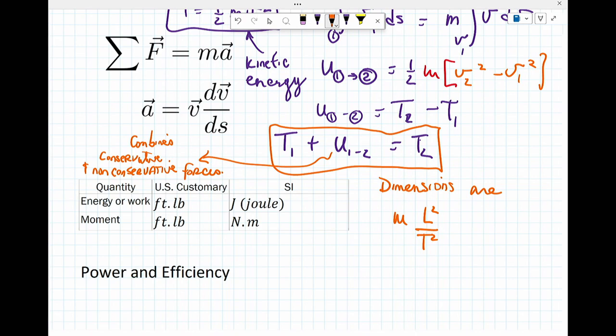So when you're dealing with work and potential energy, they have dimensions of mL squared over T squared. In US customary units, energy is foot-pounds, and in SI units, they're joules. Curiously enough, a joule is a Newton meter, which is the same units that we use for moments. So this becomes a bit problematic, and you really have to think about what problem you're dealing with. But foot-pound in US customary and Newton meters for moments. And we've started talking about those.